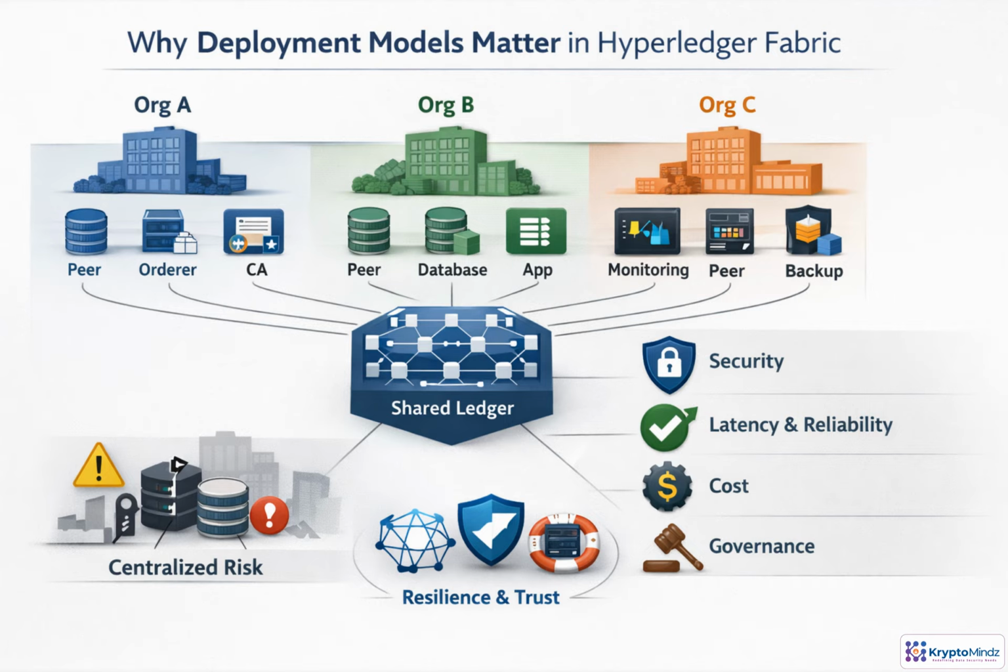At its core, Fabric deployment is a trust design problem. The ownership of peers, orderers, CAs, applications, and backups affects more than performance. It shapes security, resilience, governance, cost, and whether the network is truly decentralized.